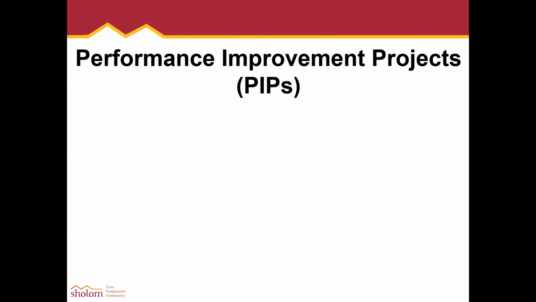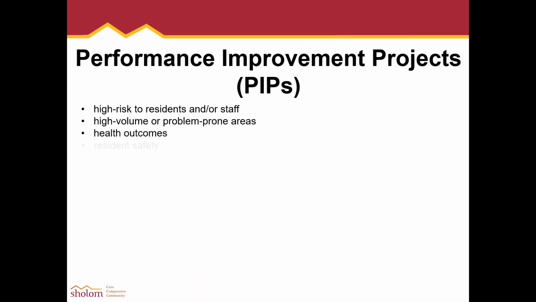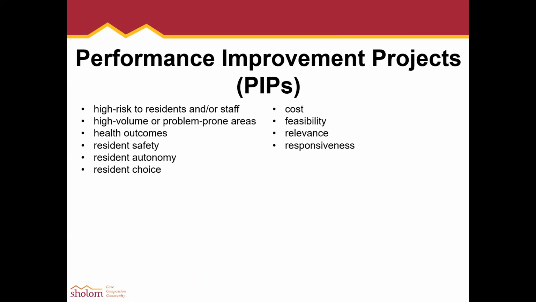In prioritizing activities, the QA committee will consider the following factors: high risk to residents and/or staff, high volume or problem-prone areas, health outcomes, resident safety, resident autonomy, resident choice, cost, feasibility, relevance, responsiveness, and how the project relates to Shalom's mission, vision, and values.